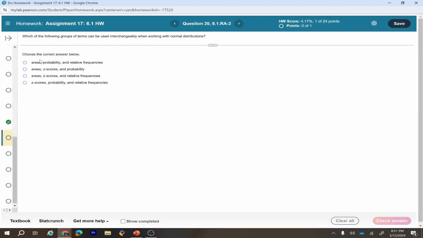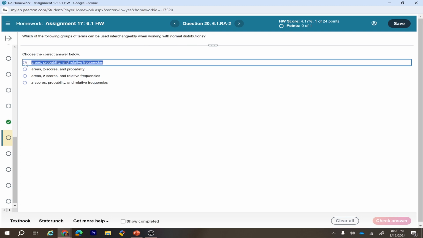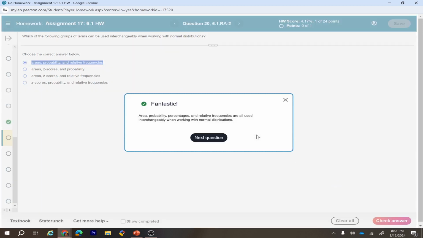Which of the following groups of terms can be used interchangeably when working with the normal distribution? When we work with the normal distribution, area, probability, and relative frequency have the same meaning.